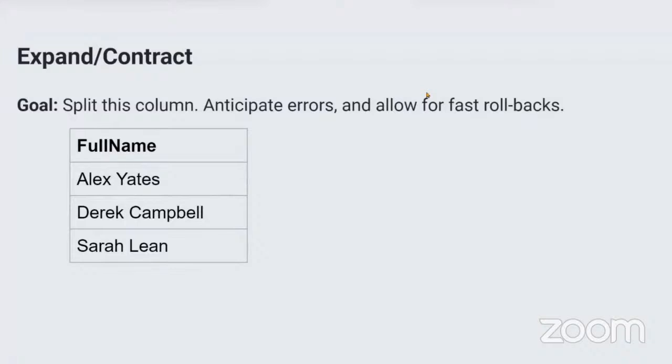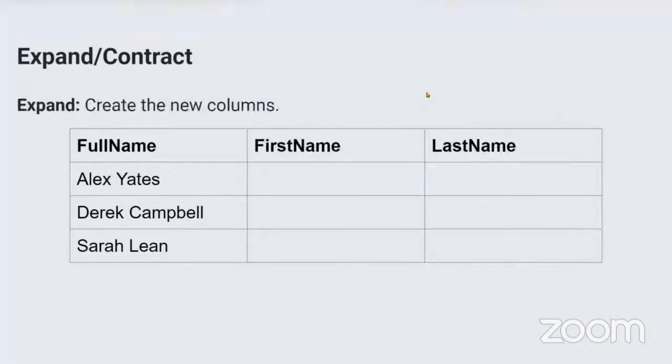So we've got this full name column. The first thing we're going to do is create two new columns, a first name and a last name column. That doesn't pose a huge amount of risk. Those columns can sit there in the background, and the front-end services don't need to know anything about it. It's unlikely we're going to cause any problems at this point. We've not broken any functionality.